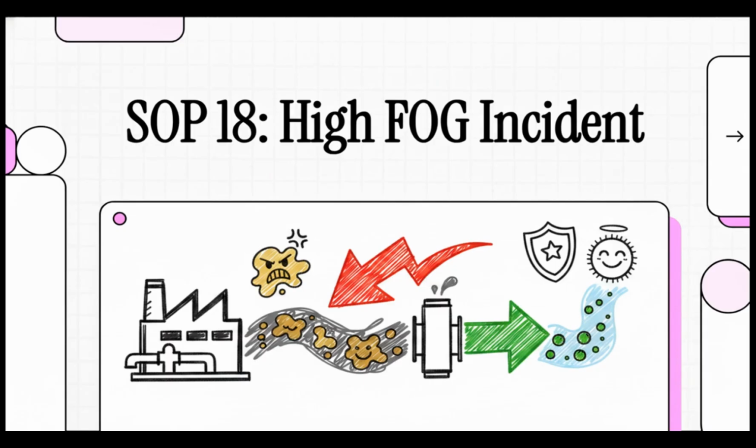You all know fog, fats, oils, and grease. When a massive slug of this stuff hits our plant, it is an absolute killer. So consider this explainer your urgent battle plan. I'm going to walk you through exactly how we handle this threat, protect our microbes, and keep our systems running.